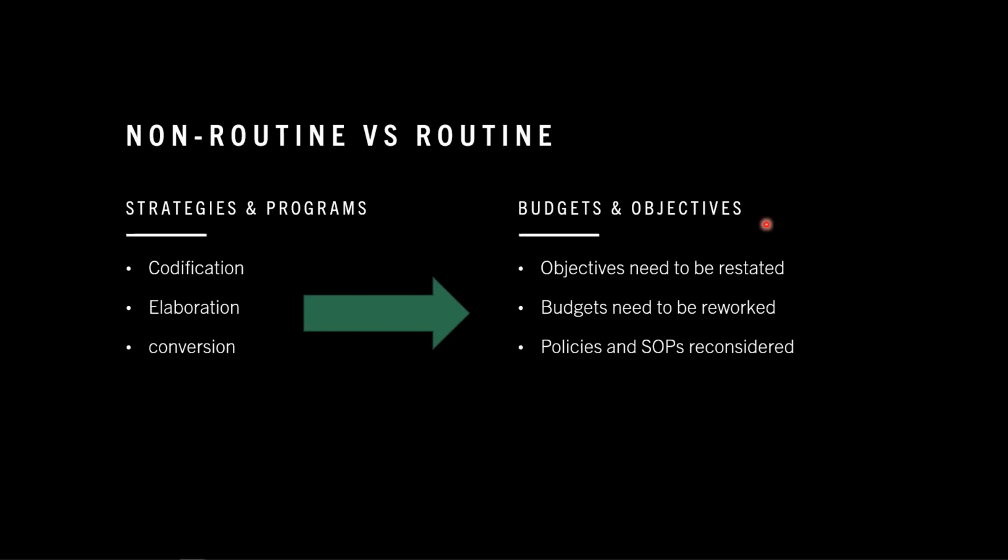And so when a problem arises, and when someone proposes a solution to that problem, then sometimes objectives need to be restated. Sometimes budgets need to be reworked. Policies and standard operating procedures perhaps need to be reconsidered, and sometimes, even if it's gone past the codification, elaboration, and conversion, when we propose them to the public sector organization, they will have a look at their budgets and objectives, and perhaps they might say, this is not in line with our budgets and objectives, or this is in line with our budget, but it's not in line with our objectives and our goals. Then you might need to go back to the drawing board and recodify, re-elaborate, and reconvert.